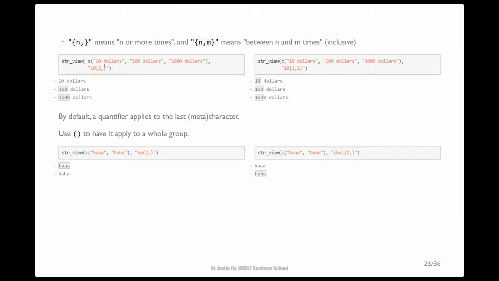And this notation can be extended by including a comma, meaning n or more times. We can further specify an exact upper limit with this notation. By default, a quantifier applies to the last character, but we can use parentheses to have it apply to a whole group, as shown in this example. So a pattern defined by these two characters is required to repeat at least twice in the target strings.